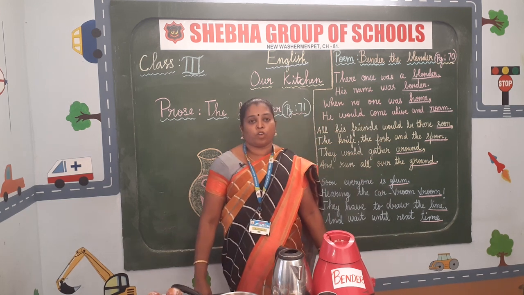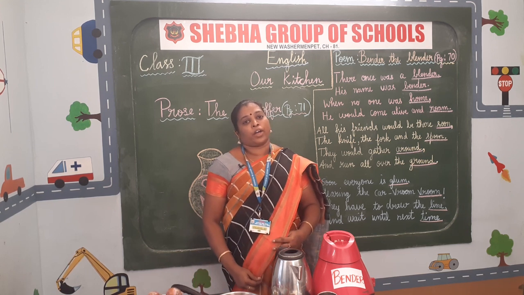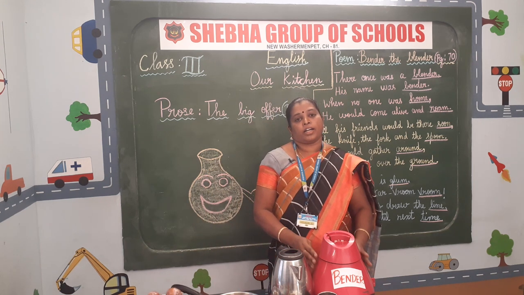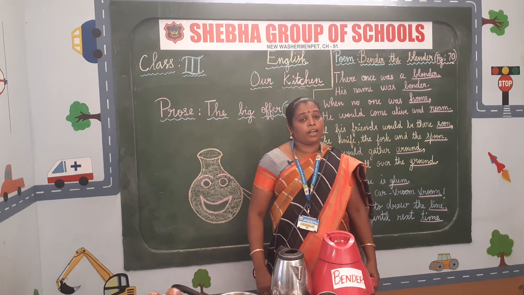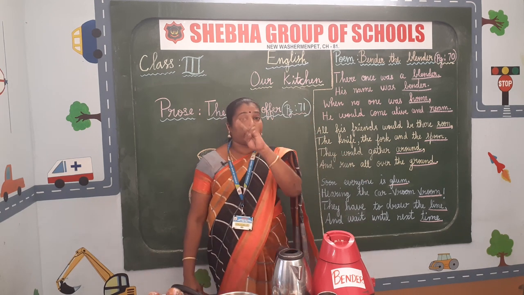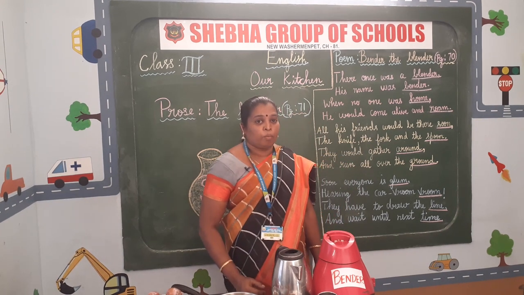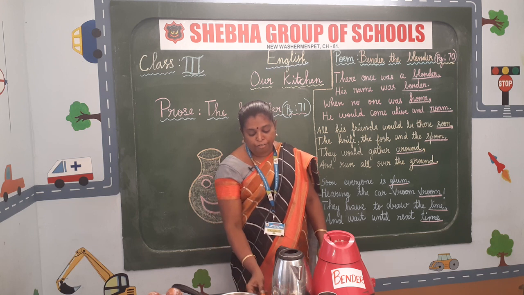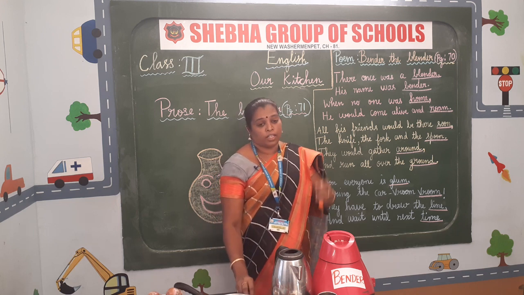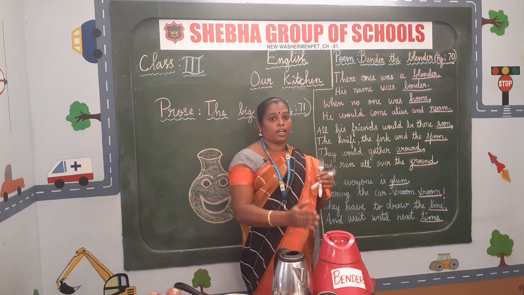Children, now I am going to explain the poem to you. What is the poem about? The poem is about a blender and his friends. In this poem there are 4 characters: a blender, a knife, a spoon and a fork.